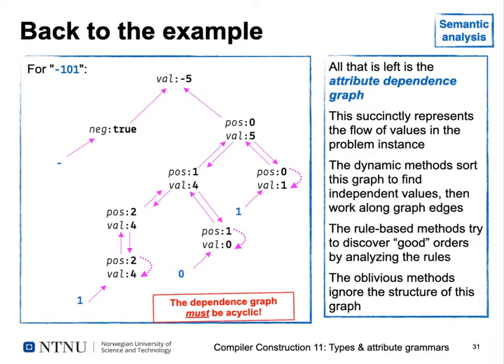So the dynamic methods to analyze type systems now sort this graph to find values that are independent and then work along the graph edges. If we apply rule-based methods, they try to discover good orders by analyzing the rules. And the oblivious methods just ignore the structure of this graph, so they just work with the values here.